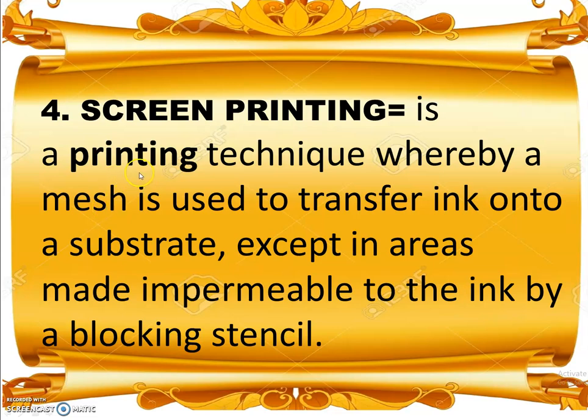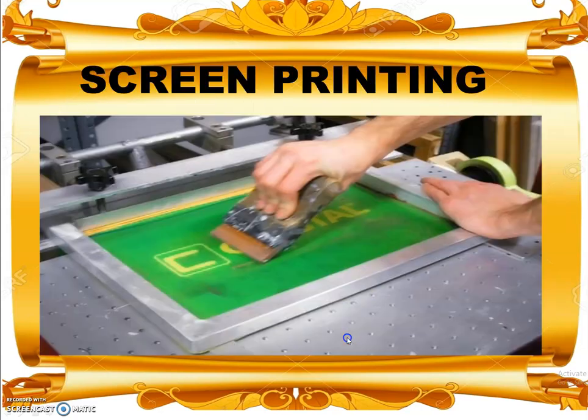Now let's go to number 4 kind of printing process, which is the screen printing. And what is this screen printing? It is a printing technique whereby a mesh is used to transfer ink into a substrate, except in areas made impermeable to the ink by a blocking stencil. So this is the screen printing. You are going to use the screen like this. Okay? And then your design.